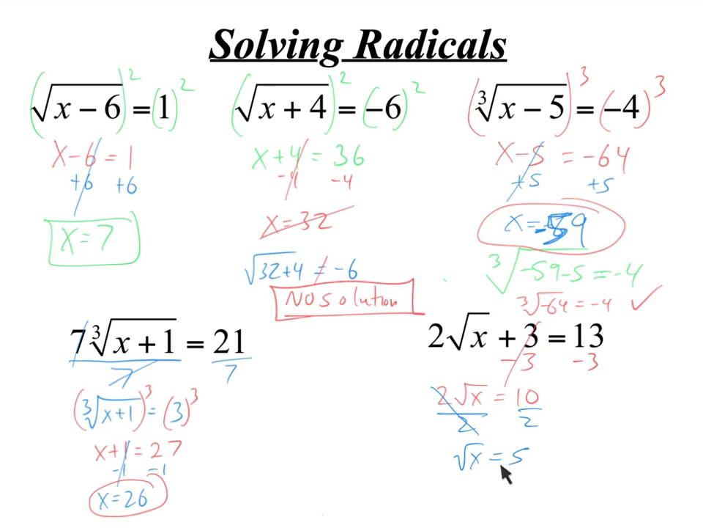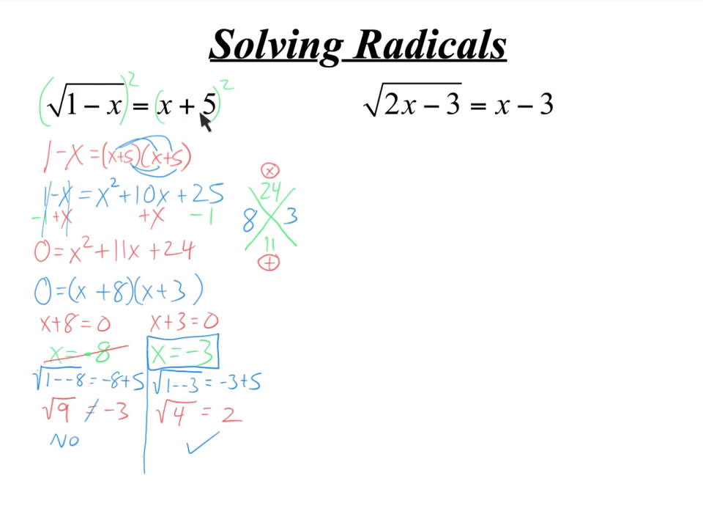Now, could you square both sides? Yeah. Or can most of you just look at that and see it's 25? You can square both sides, or you could just look at that and see, oh, my answer is 25. It's your choice. Now, let's verify. Let's put in 25. The square root of 25 is what? 5. 2 times 5 is? 10. 10 plus 3 is 13. I mentally checked it. We are good.